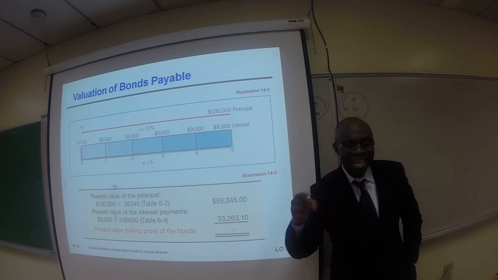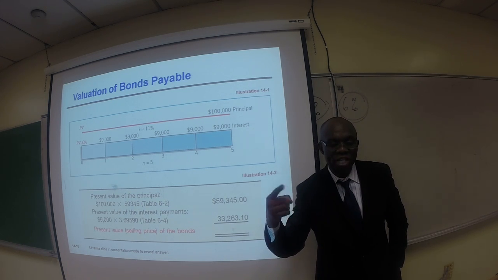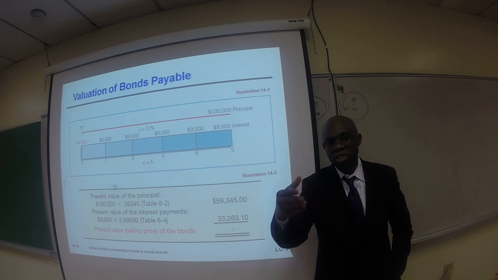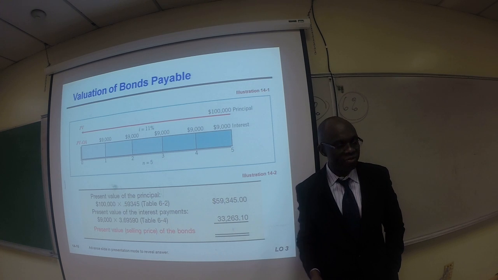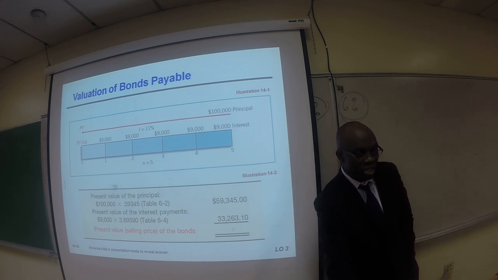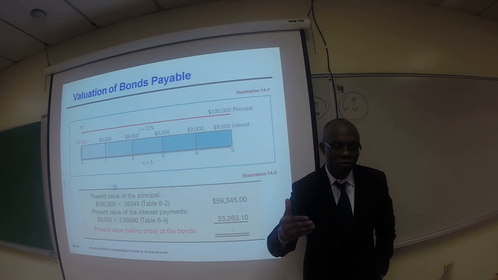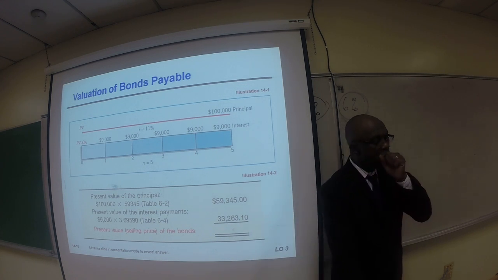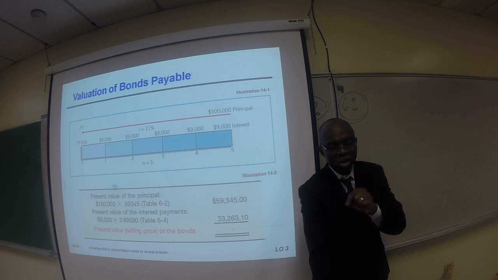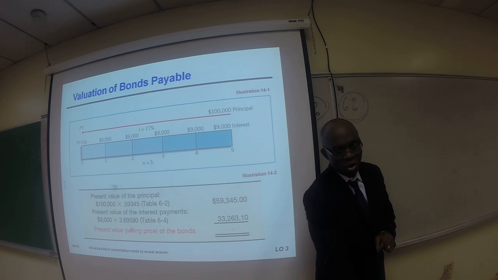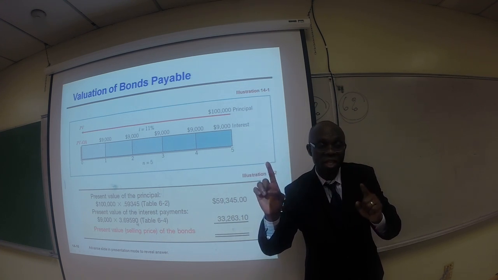Now again, the $9,000 interest that we are going to pay every year for the next 5 years, as you know, is an annuity. Remember, in intermediate accounting 1 and your principles of finance, we said annuity is the same amount that is paid in the same interval of time. So every year for the next 5 years. So that is annuity. So the question is, what is the present value of $9,000 every year for the next 5 years? Now we look for the present value interest factor of annuity using table 6-4, and the factor is 3.69590. I want you to know something very important here.